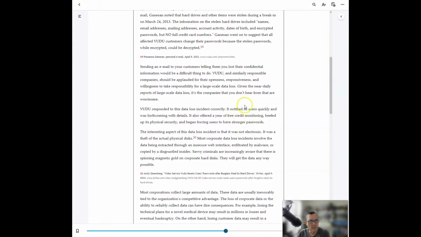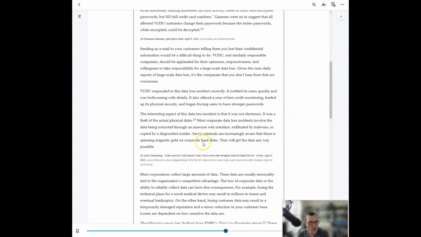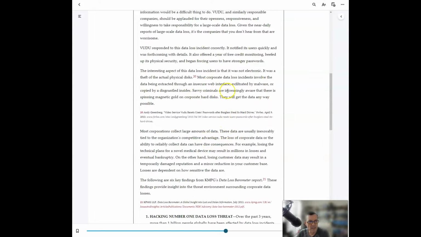But basically, a service like this is going to have thousands of customers. And so when they send out a response message, there's some impacts that are going to be occurring, right? There's the cost for providing, the effort that goes into the notification, any kind of monitoring that they provide their customers as a result. But as the case study notes, one of the most interesting aspects was the fact that it wasn't an electronic hack. It was an old school theft from a physical break-in where the disks were actually taken.